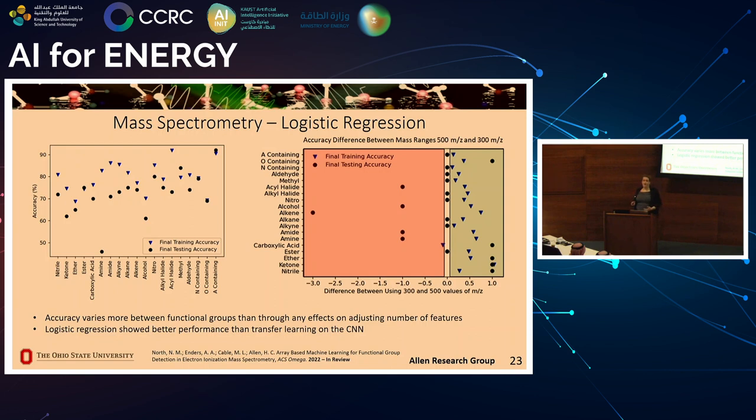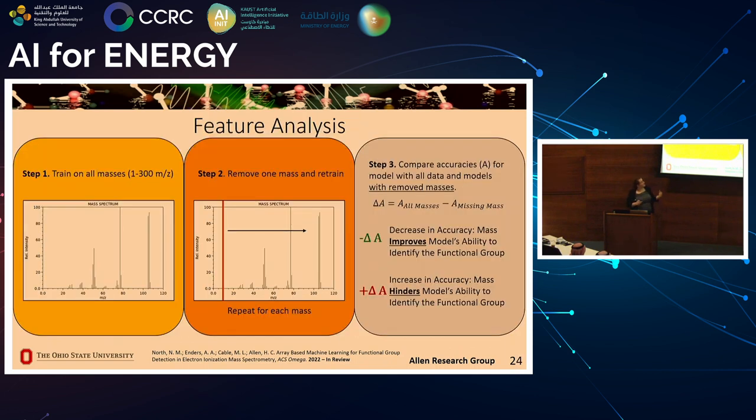If you have small molecules, going from 300 to 500 mass units is meaningless if you had a small molecule whose parent peak was already at 100 mass units. And so from this accuracy, and from looking at how these models performed, we then wanted to understand, well, it's not enough to know what the model thinks the answer is, we also need to know how it got there. So we decided to try this kind of feature analysis.